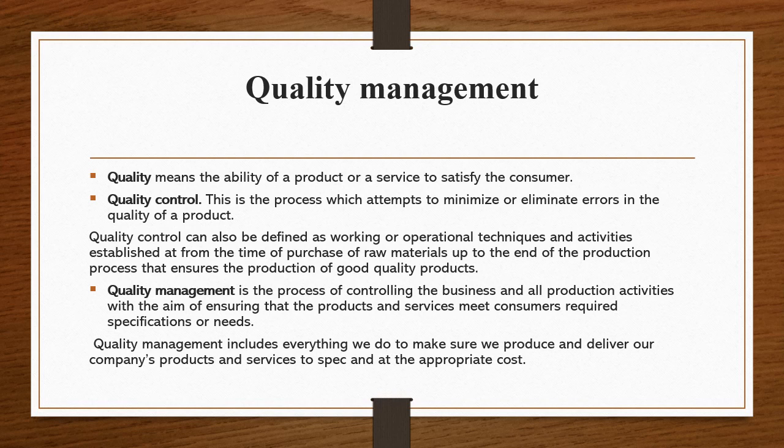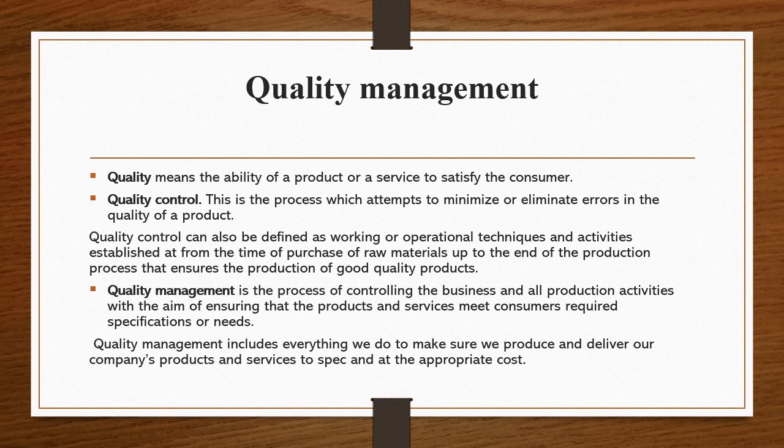Quality control is the process which attempts to minimize or eliminate errors in the quality of a product. So when you produce a product, you have to understand that that product should be of a certain quality. So what is done during the process of producing goods and services to minimize or eliminate errors in the quality of the product is the one that we refer to as quality control.